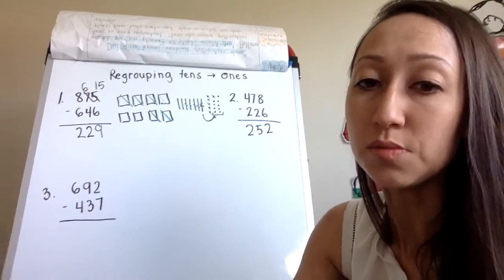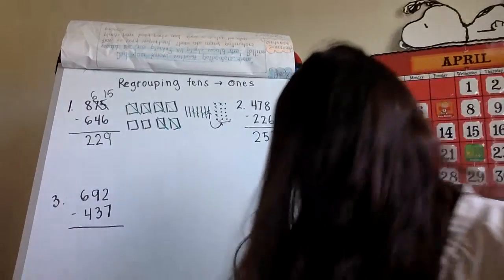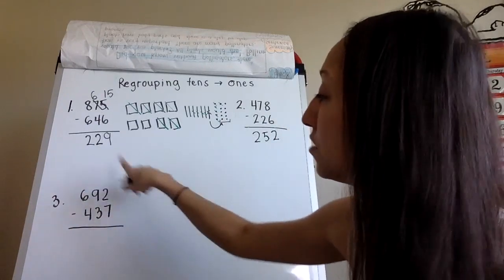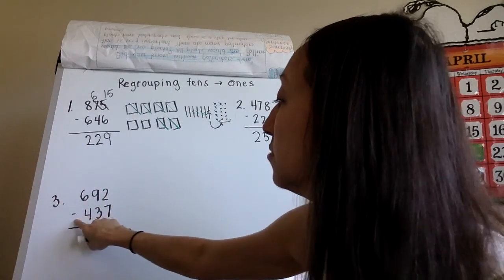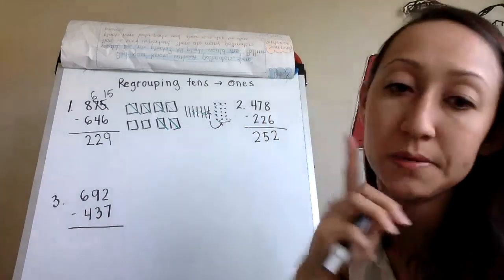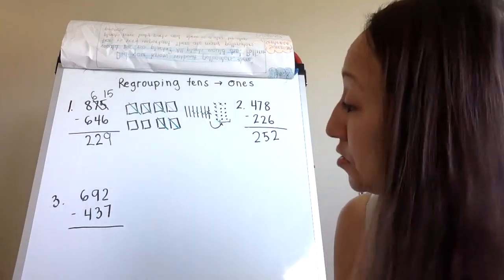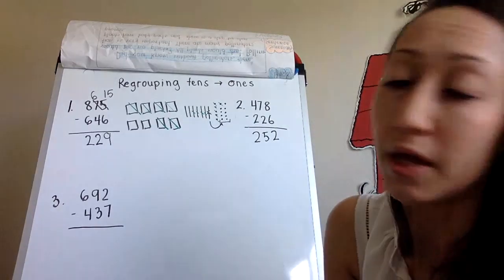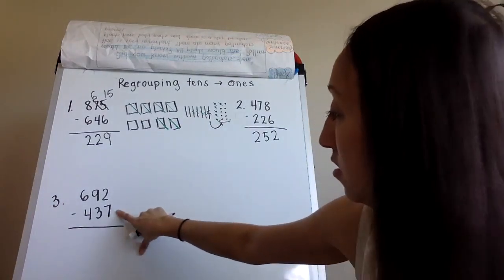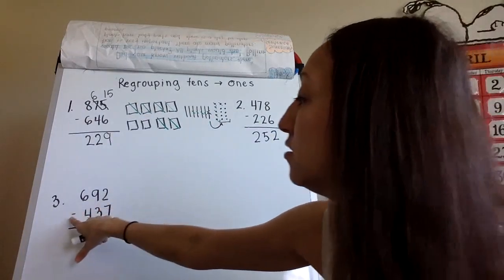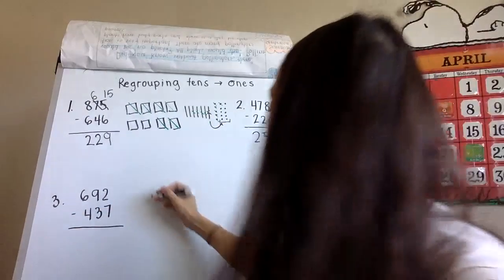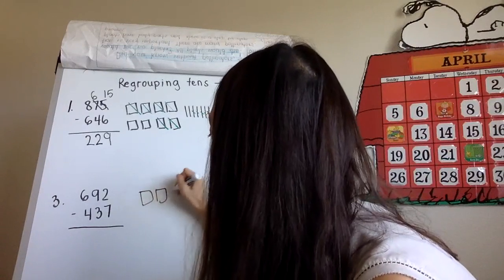Okay, and then the last problem, number 3, is the last one I'm going to show as an example. Just take a look real quick at this number, 692 minus 437. Do you think this one needs to regroup? Why? Look at the ones place. I have 2 ones and I need to minus 7. Is that possible? It's not.